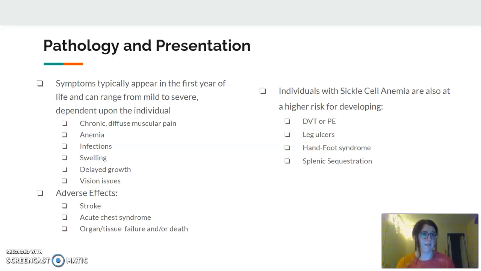People with sickle cell anemia are also at higher risk for DVT or pulmonary embolisms. This again comes back to how the blood is cut off, or it clots really easily because of sickle cells lodged together. Leg ulcers, hand-foot syndrome, and splenic sequestration. So hand-foot syndrome is when people with sickle cell anemia, their hands and their feet swell, and it can also occur in conjunction with a fever due to the circulation issues.